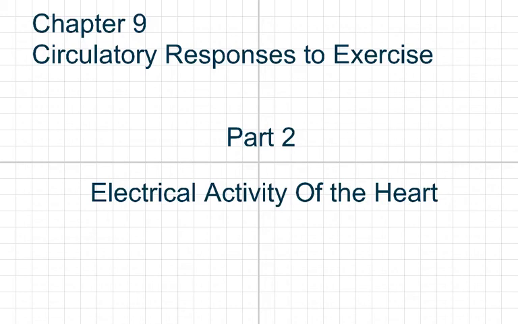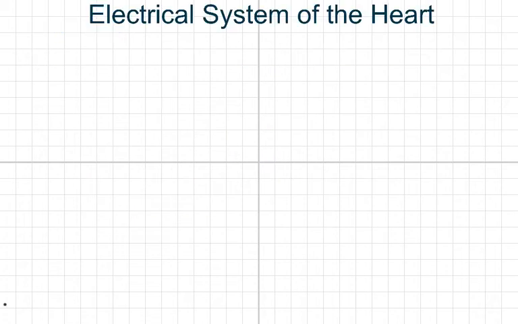Welcome everyone to the second lecture for Chapter 9, where we're covering the circulatory responses to exercise. Today we're going to be going over the electrical activity of the heart. And this builds upon the last lecture where we discussed the anatomy and the function of the heart. So let's dive into the electrical system.